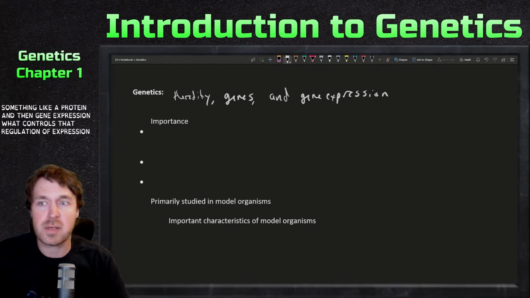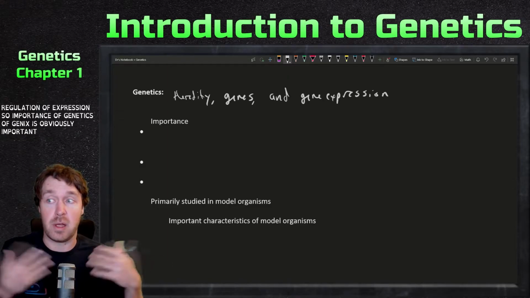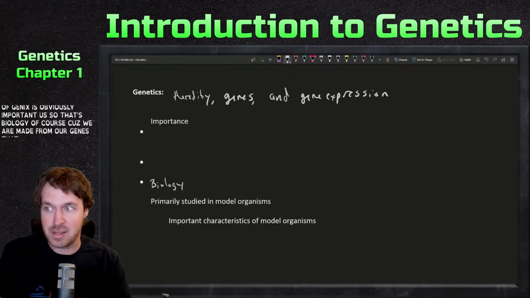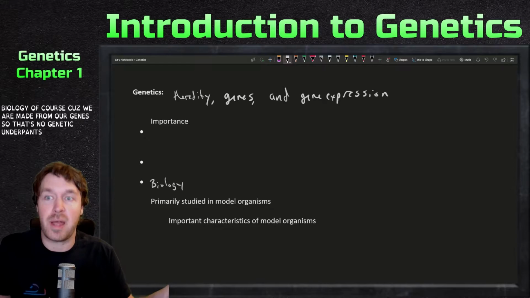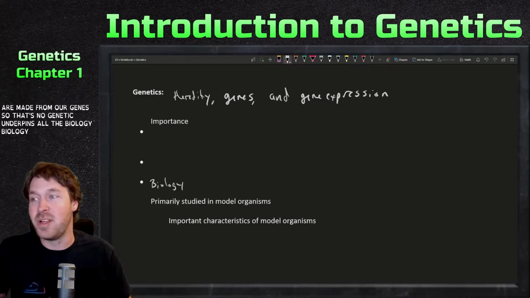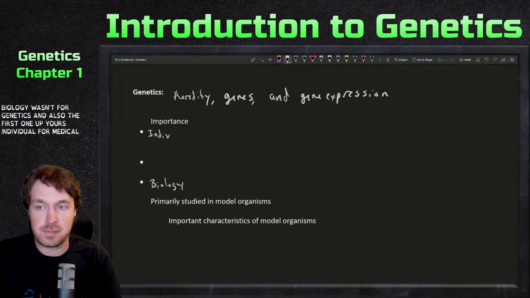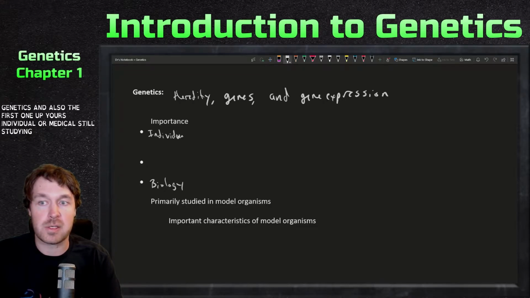So, the importance of genetics. Genetics is obviously important to us. It matters for biology, of course, because we are made from our genes. Genetics underpins all of biology. We wouldn't have biology if it wasn't for genetics. And also the first one up here is individual or medical, studying certain disease states and so forth.